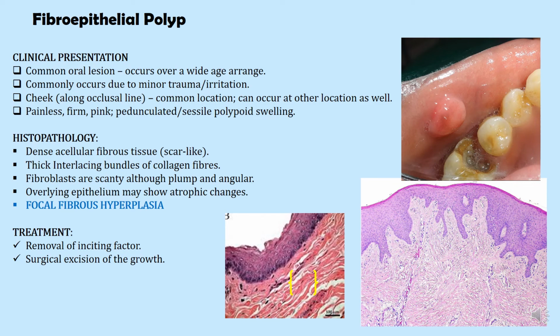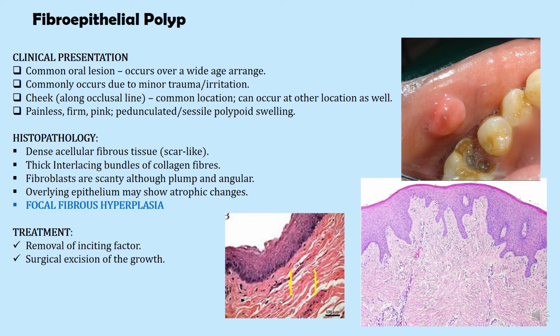Well, we see dense acellular fibrous tissue, something like scar tissue, thick interlacing bundles of collagen fibers. Fibroblasts are scant, although plump and angular, and the overlying epithelium may show atrophic changes. So this is where there are atrophic changes here, but in this slide here, the epithelium is normal. You're seeing a large amount of fibroblasts and collagen bundles in the slide.